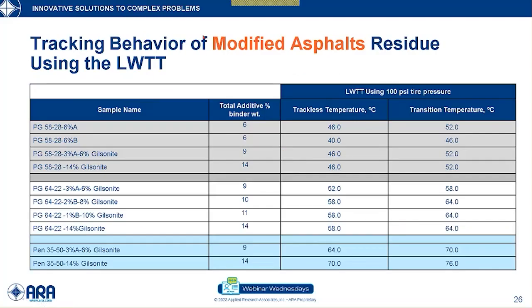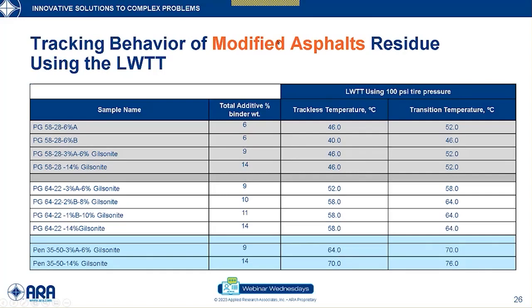So at first, let's discuss the tracking behavior of modified asphalt binder. As I said, I prepared four modified binders with polymer and gilsonite with PG58-28, four with PG64-22, and two combinations with pen grade 35-50, all with polymer and gilsonite. The interesting thing to notice here is that all the PG58-28 binders have a trackless temperature of 40 to 46 degrees Celsius. Three of them have 46 and one has 40. For the modified binders whose neat binder was PG64-22, the trackless temperature was in a range of 52 to 58 degrees Celsius. And for the stiff binder, pen 35-50, the trackless temperature range was 64 to 70.